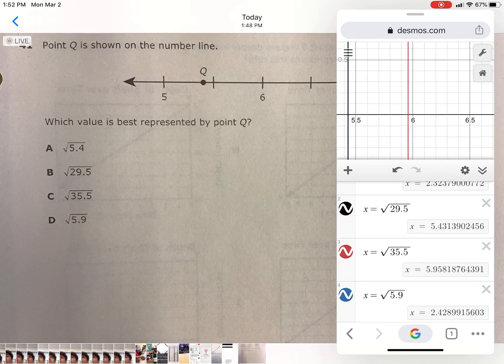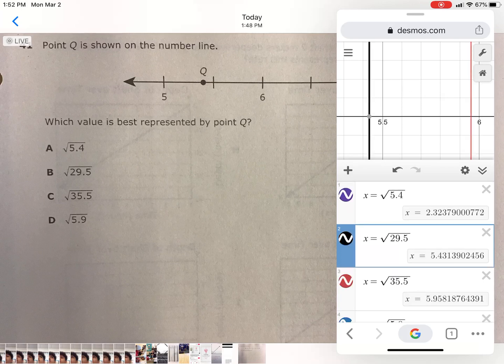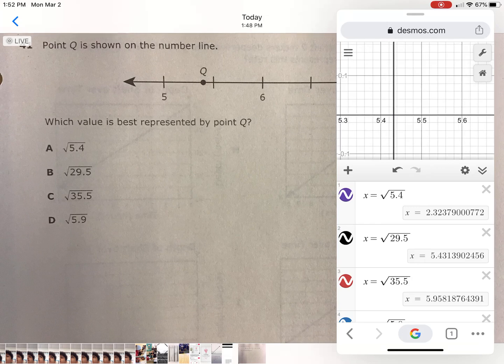So if we zoom into these values, if you notice here, red is closer to 6. That does not represent point Q. However, the black line represents point Q because, like I said before, it's closest to 5.5, but it's a little bit less than. So right there, if you see 5.5, and then there's the black line, I can click on that, and there's my answer, which is going to be B, the correct answer.